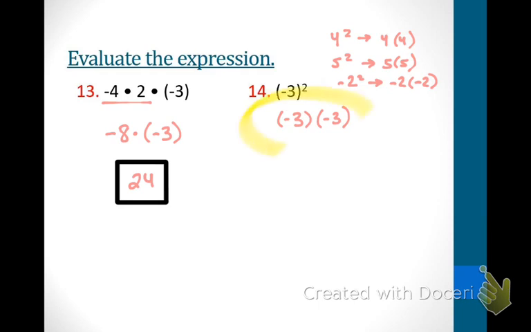So now let's look at this part. Two negatives multiplied by each other. Is the answer going to be positive or negative? It's got to be positive, so what's the answer? Positive 9.